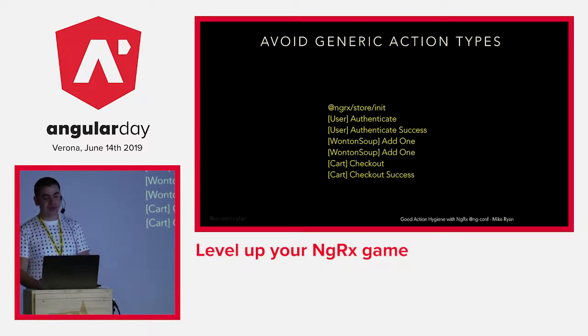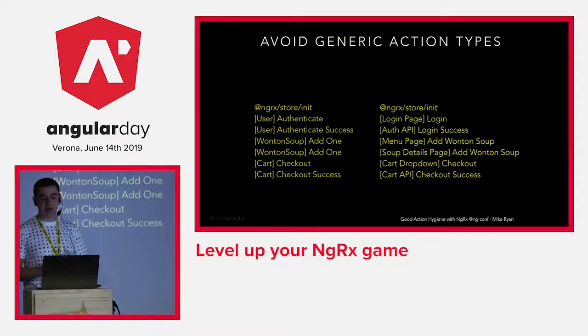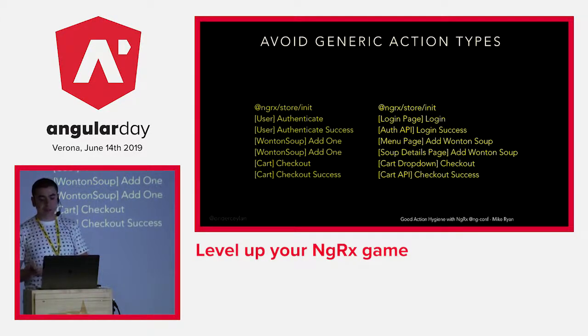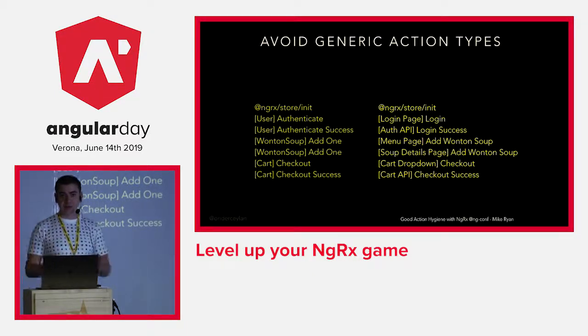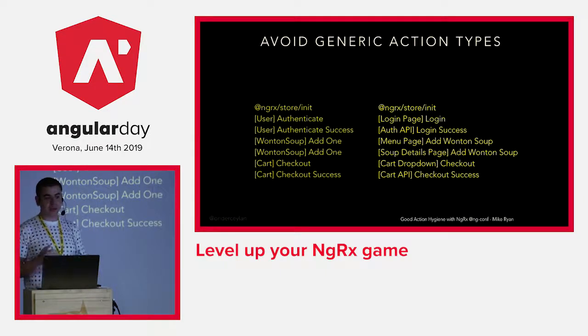So with the wonton soup add one action, it's not clear to me where it is coming from. And a more explicit way of handling the exact same action can be seen on the right. By doing this, we can make it clear where the source of an action is to everybody contributing to this project. Not only developers, but also the product team can be aware, just by scraping the logs of your application, of what the journey of a user was, following the path starting with the initialization of your application. So with the second example, it's clear to me that the first action was coming from the menu page, and the second was coming from the soup details page.